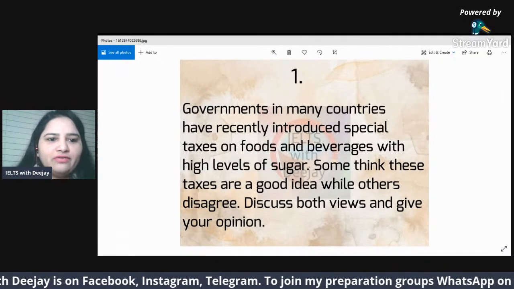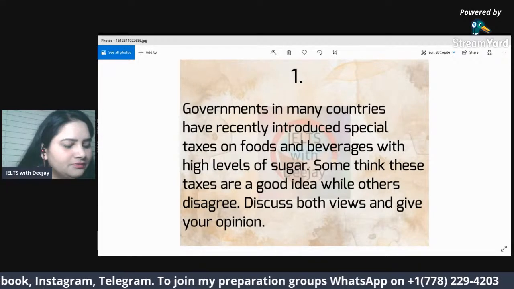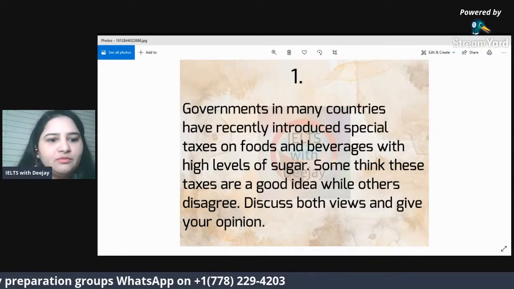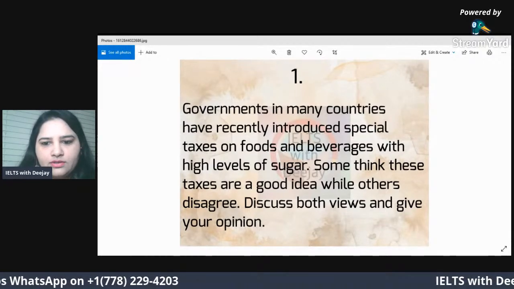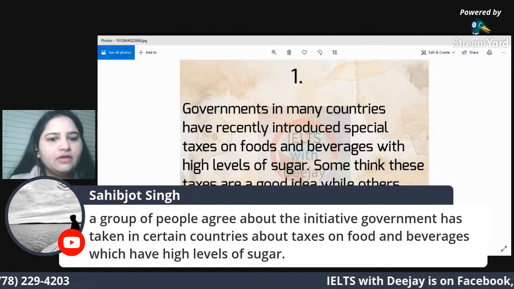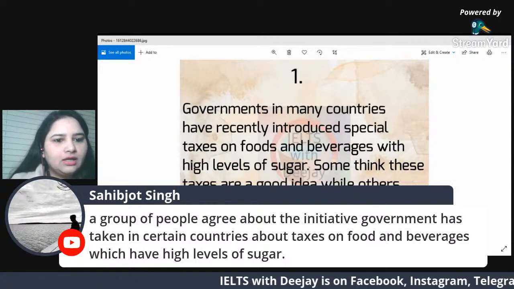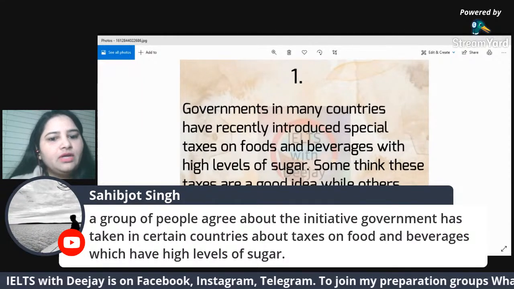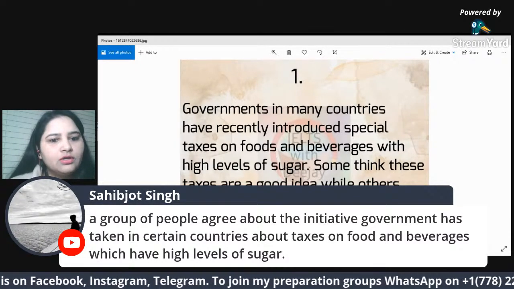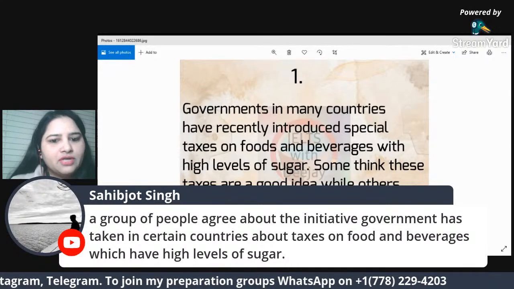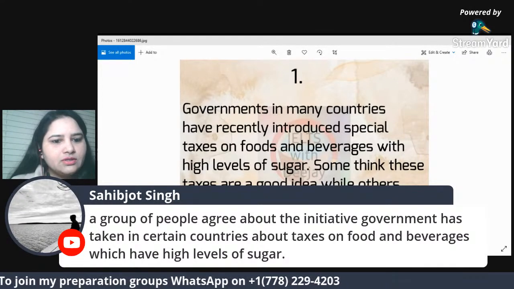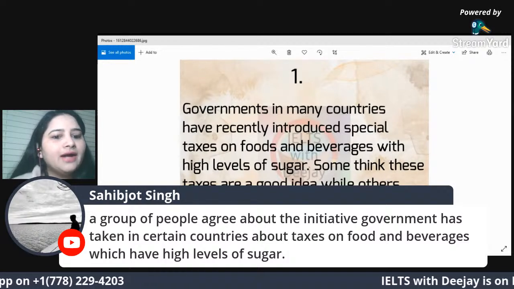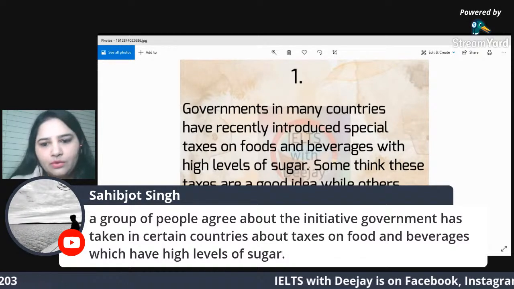Okay, so we got two paraphrasings, and I really like them both. Everything has been included, and this is how you do paraphrasing. Perfect. The first one was: a group of people agree about the initiative government has taken in certain countries. For countries, you should write nations because we are paraphrasing and we have the word. So you can write nations here about taxes on food and beverages which have high levels of sugar, which contain higher level of sugar. You can write it that way also.